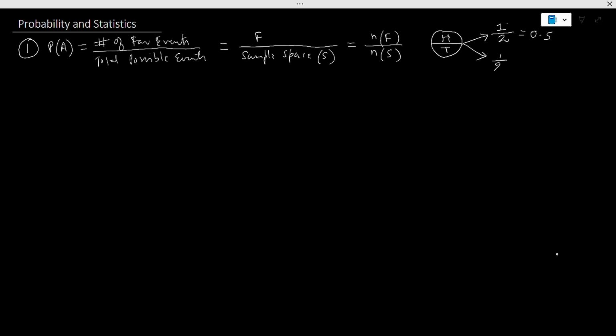Similar is the explanation for the tail. So for an unbiased coin, the probability of getting head and tail should each be 50%. Now, if we sum the probabilities of the events in the sample space, that should be equal to 1.